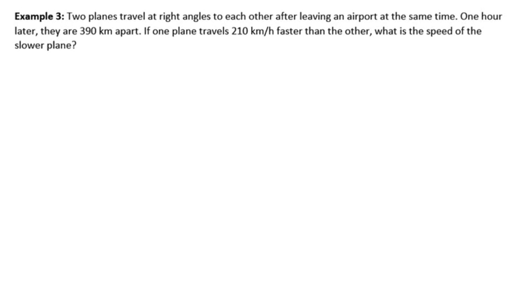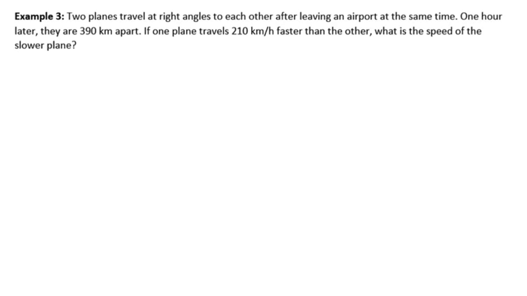Example 3 from 7.8 says two planes travel at right angles to each other after leaving an airport at the same time. 1 hour later, they are 390 kilometers apart. If one plane travels 210 kilometers per hour faster than the other, what is the speed of the slower plane?